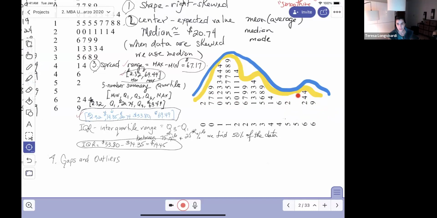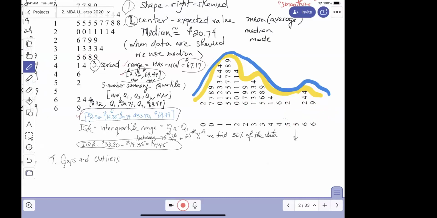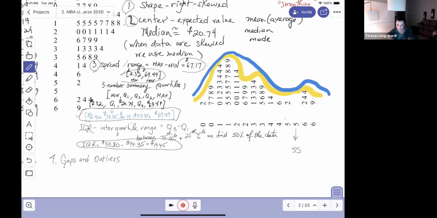There's 1 gap here, you see? There's no data for this class. Can you tell me which class this is? 55 to 59. Right? So there's a gap. You can write 55 to 59 like that. No data. There's no data there. It's not bad.